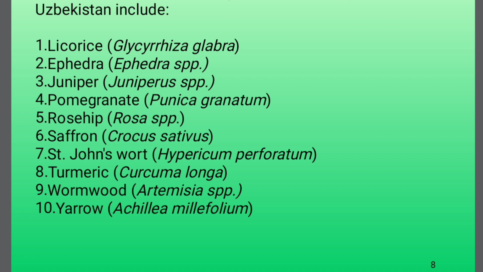Junipers also have a rich diversity in Central Asia, and they have a number of medicinal applications. Pomegranate, Punica granatum, Rosa species, saffron, Crocus sativus, St. John's wort, Hypericum perforatum, turmeric, Curcuma longa, wormwood, Artemisia species, Artemisia annua, Artemisia absinthium, Artemisia maritima, yarrow plant, Achillea millefolium, Achillea santolina. All these medicinal herbs are very common in Central Asia, and they have rich traditional medicinal uses for a number of ailments in this part of the world.